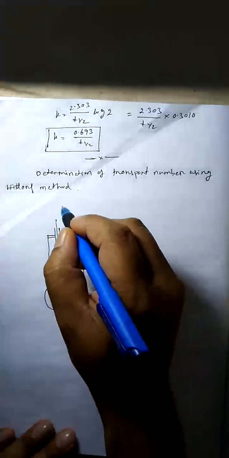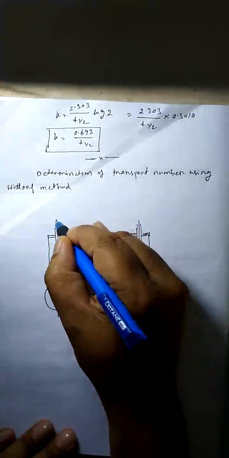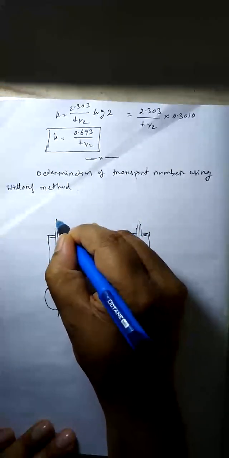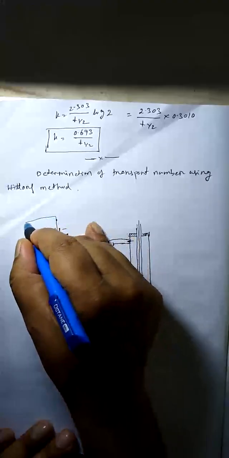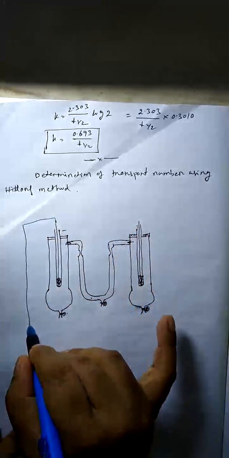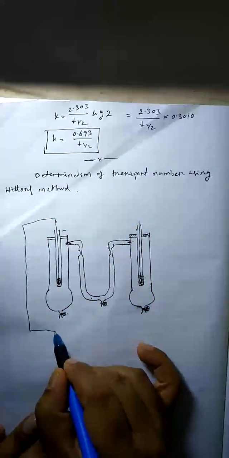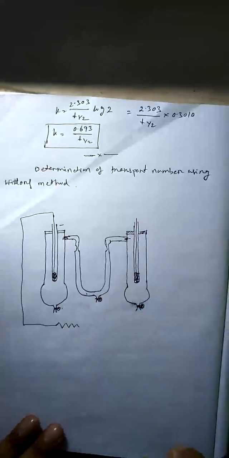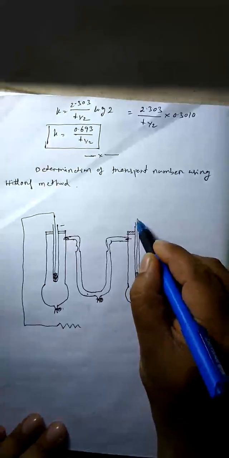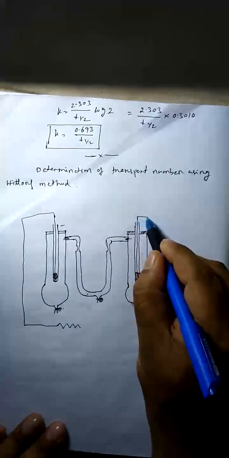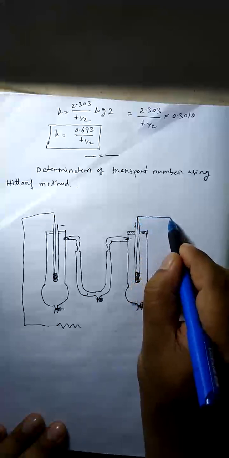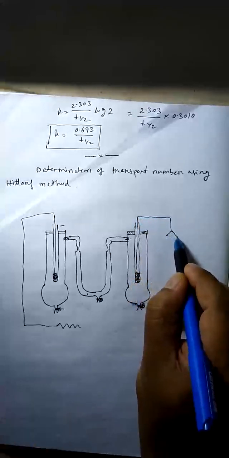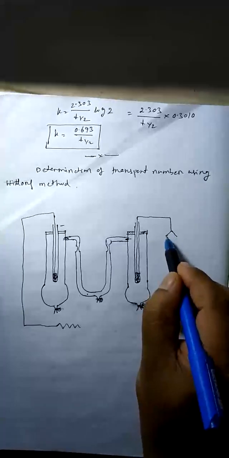This cathode electrode is the negatively charged electrode, and it is connected with a resistance. Now this anode compartment, which contains a platinum or silver electrode, is connected with a copper coulometer.